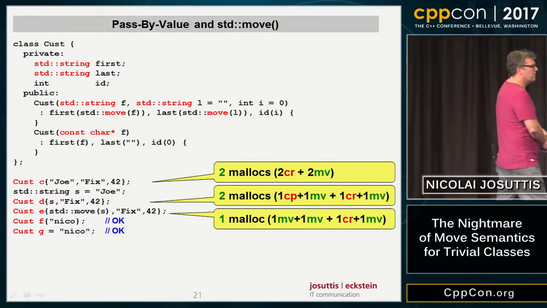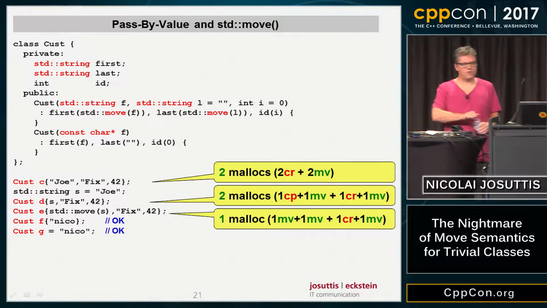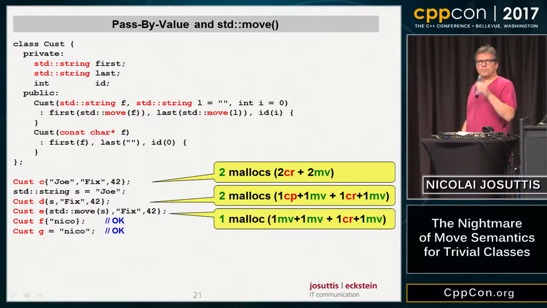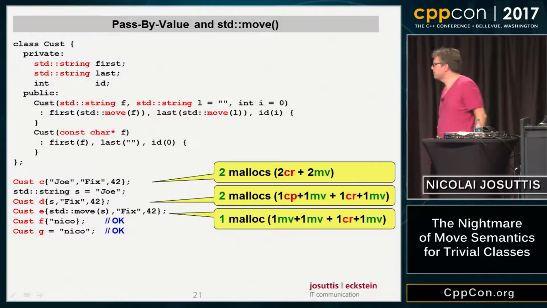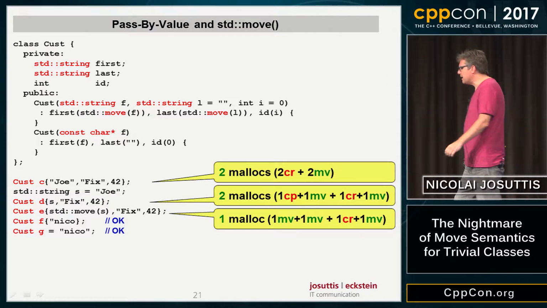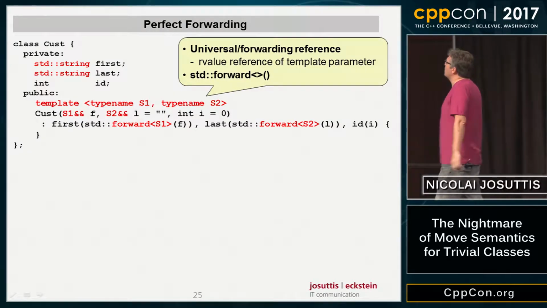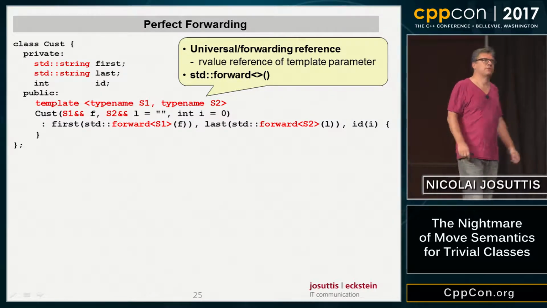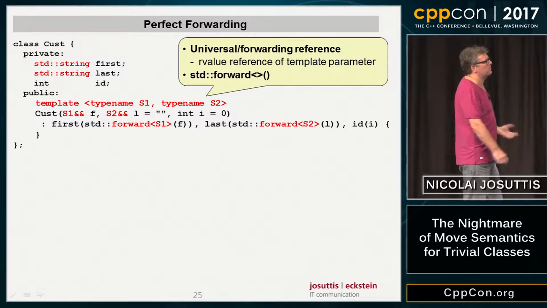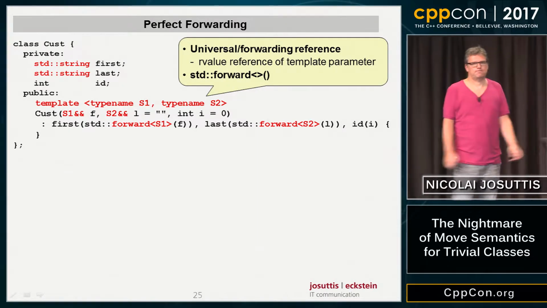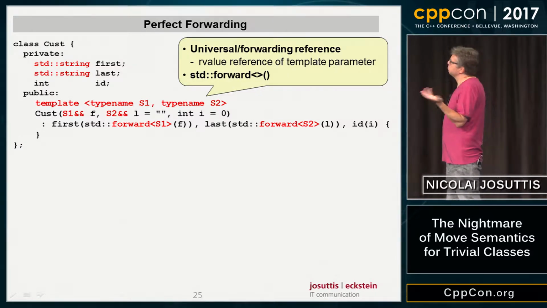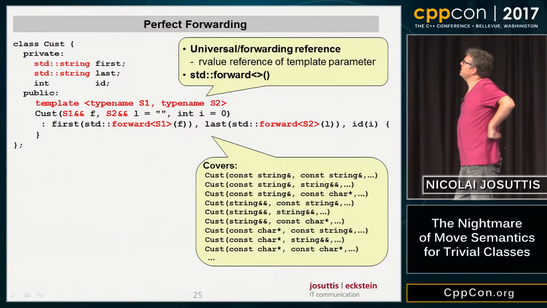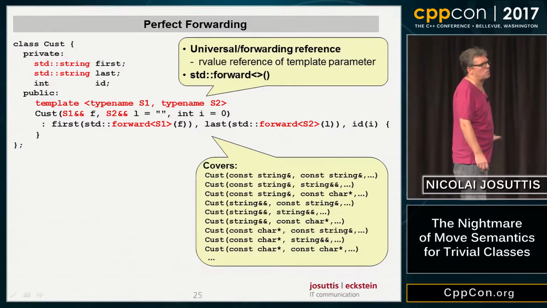But, of course, we have something else in the standard, which is called perfect forwarding. So we have an alternative approach, which is, let's pass the elements as a universal reference, or as it is called now in the standard, a forwarding reference, which is an R-value reference of a template parameter, and use forward. Not that easy to implement, but we learned it that way. This covers all 9 combinations and even more.